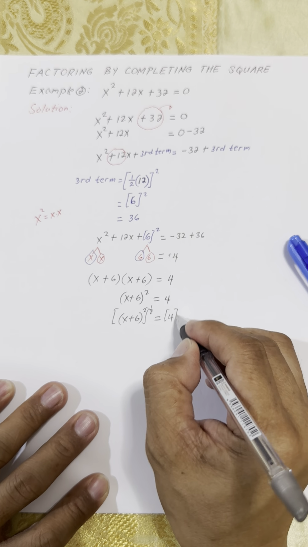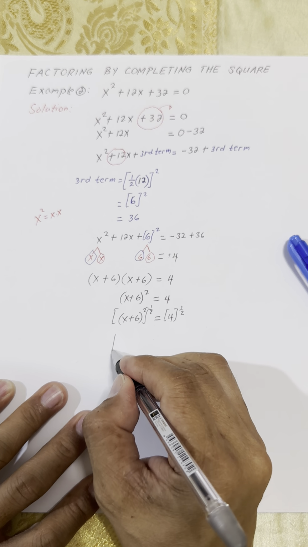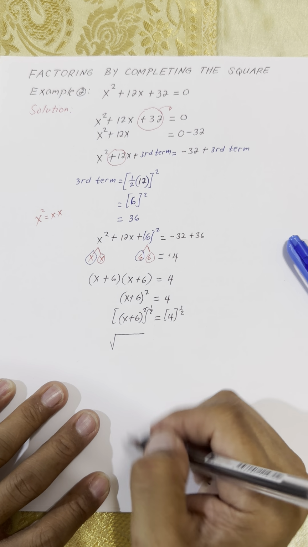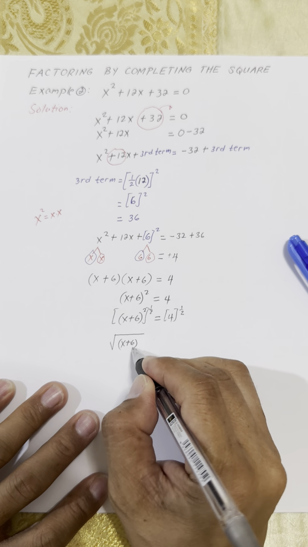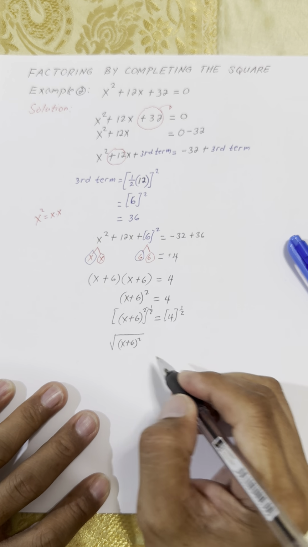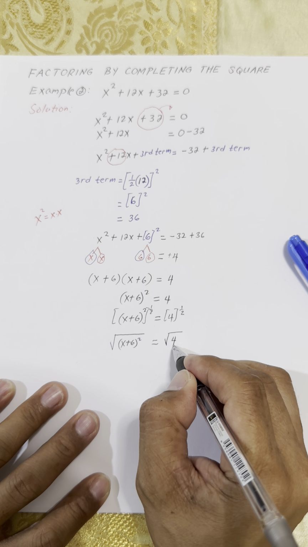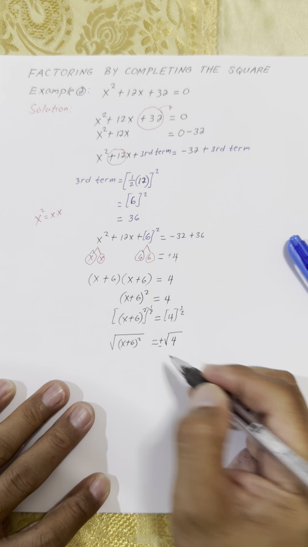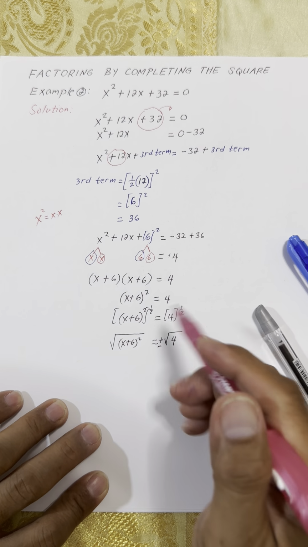So raise this to the power 1/2. This power 1/2 can be changed to a radical. What is inside the radical is (x + 6) squared. You just copy this. Then equal to, we have the radical, then 4. Take note, when you take the square root on both sides, we have two values on the right side, plus and minus. So this just cancels out.